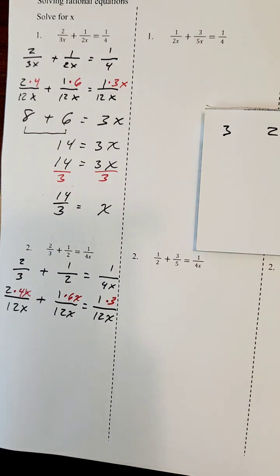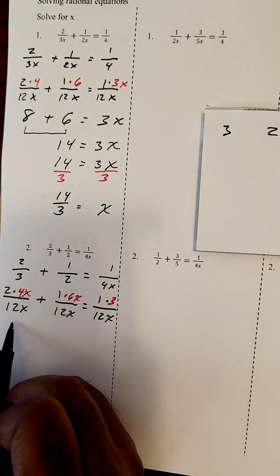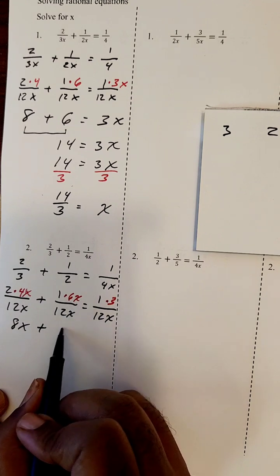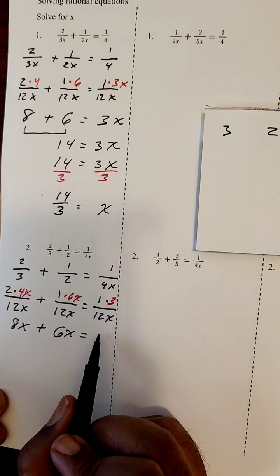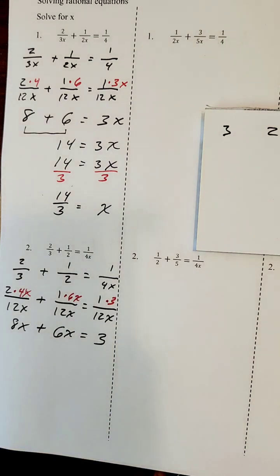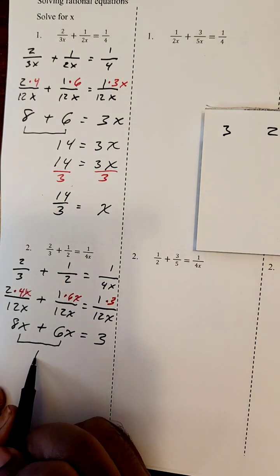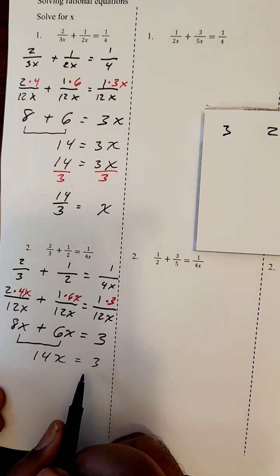Okay, so now let's put all the numerators together. So 2 times 4x will give us 8x, plus 1 times 6x will give us 6x. And that's going to equal 1 times 3, which will give us 3. Okay, and now we can combine like terms. We have 8x and 6x. Those can be combined to become 14x that equals 3.